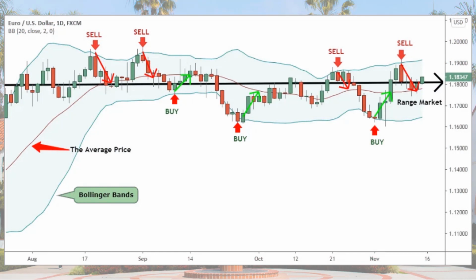Here's a great example using the Bollinger Bands. The ranging period starting from August through November has generated 4 sell signals and 3 buy signals, which all eventually reach their target. The profit target in this case is the middle band.